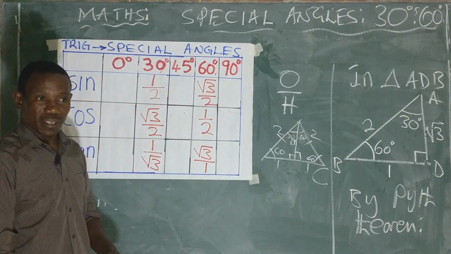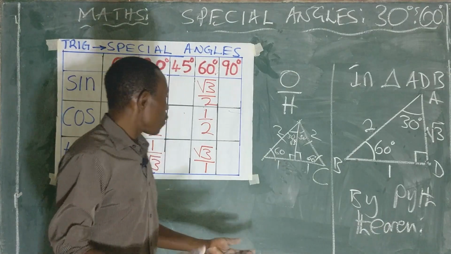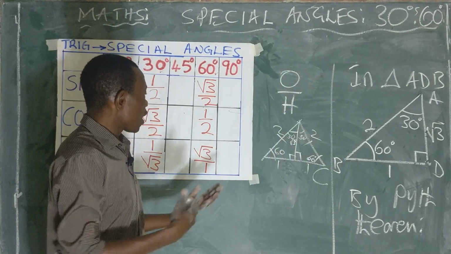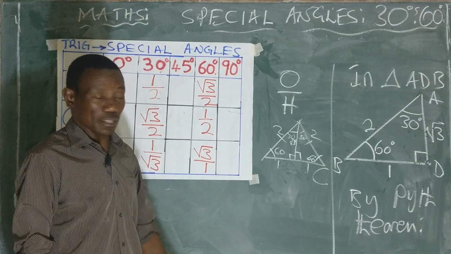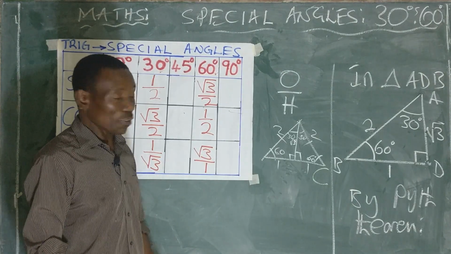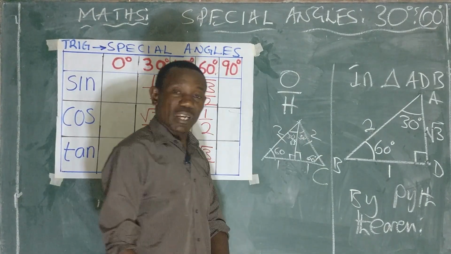So what do you do next? Just master how to pick up those ratios. Get to know which one is the opposite side, which one is the adjacent side, which is the hypotenuse, to a particular angle, to 30 degrees, to 60 degrees. Then you can work it out without even memorizing this. But what is needed? Just master how we bring that one out.